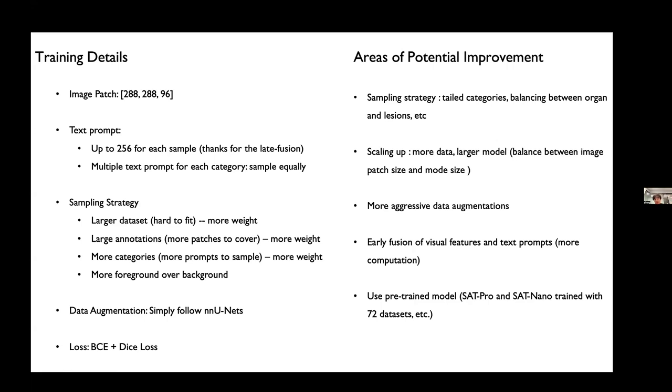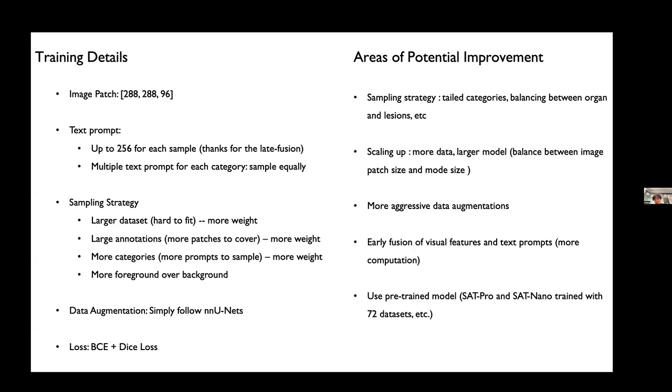Third, since there are gaps between the datasets, I think a more aggressive data augmentation strategy can alleviate such gaps. And fourth, you can consider using an early fusion strategy of the vision feature and text prompt. We do late fusion to save computational resources. But if you do it earlier, the vision encoder can be aware of the text prompt, and maybe this can lead to better performance, but also more computation.